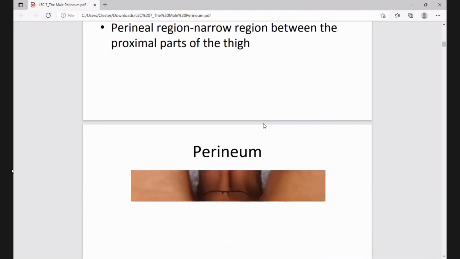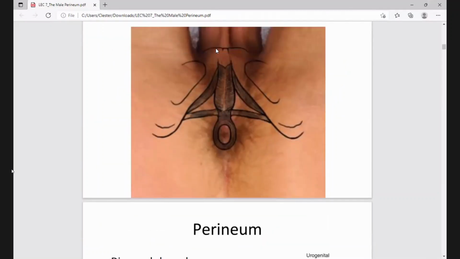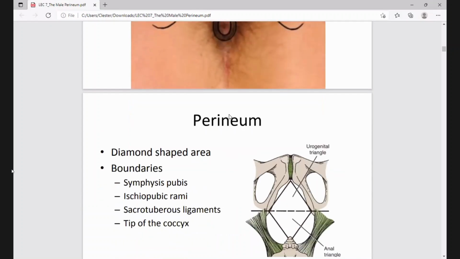So this would be the area of the perineum in the male, and this is a drawing that is superimposed upon the male perineum. You can see here the superficial muscles, the anus and the anal sphincters that are found in the area of the male perineum.